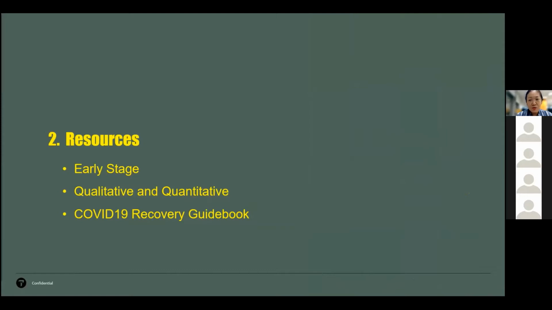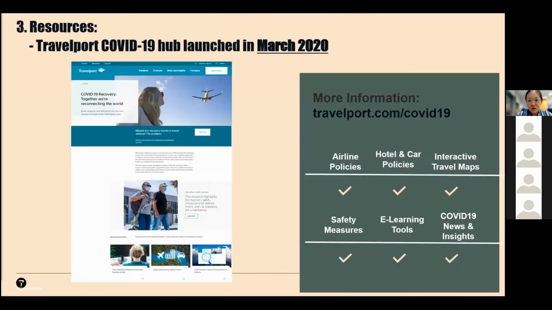We also support with some other resources, especially at the early stage. Nobody knew what was going on and what to do. So Travelport actually launched the COVID-19 Hub in early March 2020. It includes information from airlines, hotel and car policies, safety measures, COVID news and insights, as well as e-learning tools.